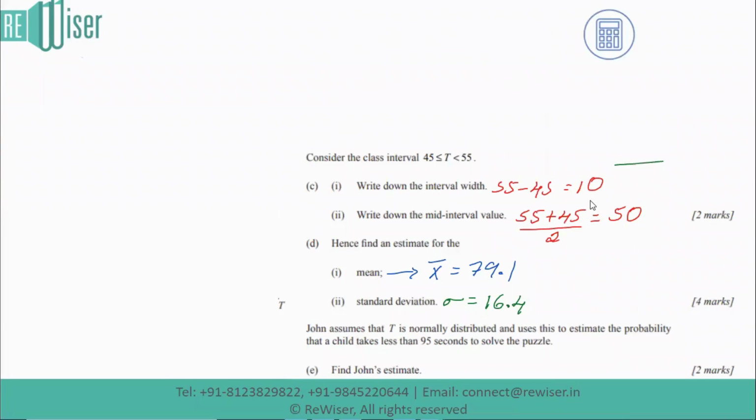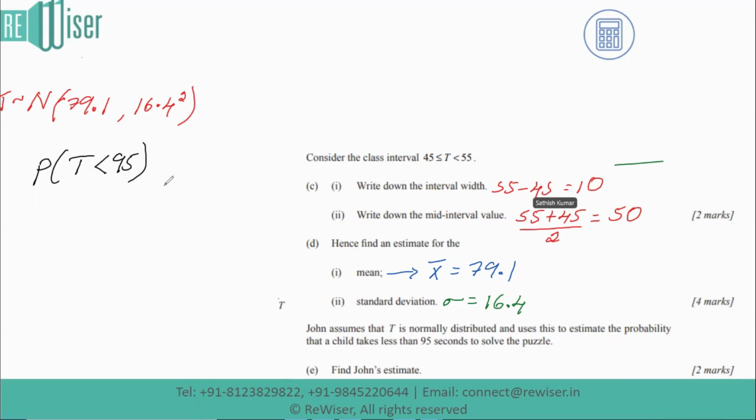So we are talking about a normal distribution. Let me take t as a random variable, which is normally distributed with a mean of 79.1 and with a standard deviation of 16.4. Usually it would be like mu comma sigma squared, that is why I'm representing it like this. And in this one, we need to figure out the probability that t, the random variable, is less than 95 seconds. So what is the probability that the child takes less than 95 seconds?